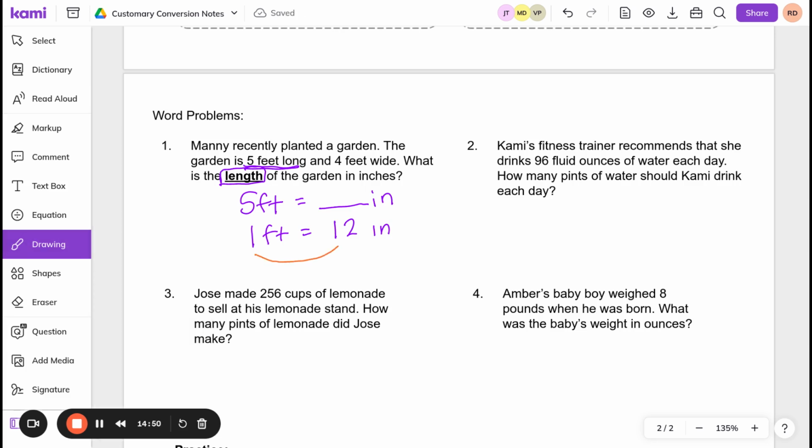So if I want to turn a 1 into a 12, I'm getting bigger, so I'm going to multiply by 12. Whatever I do at the bottom, I do the top. And 5 times 12 is 60 inches.